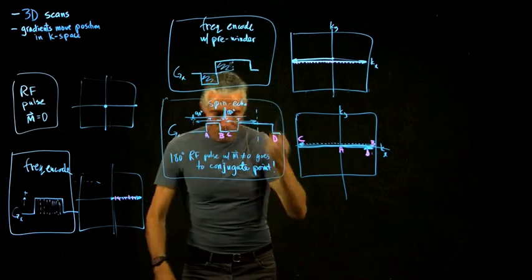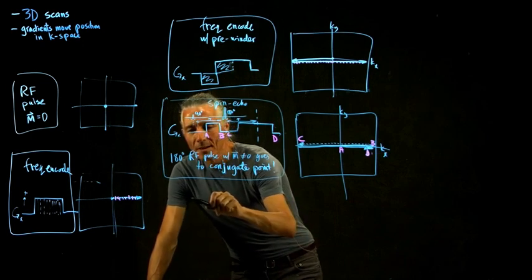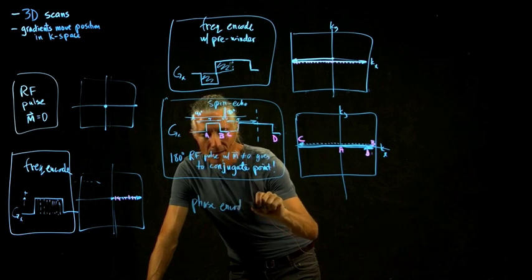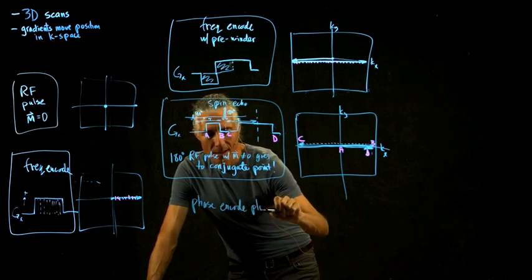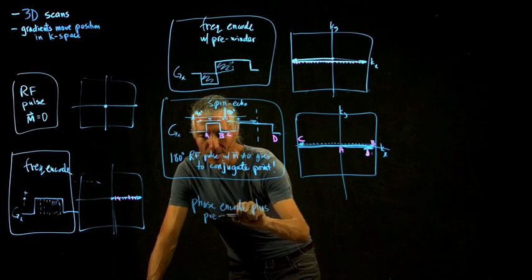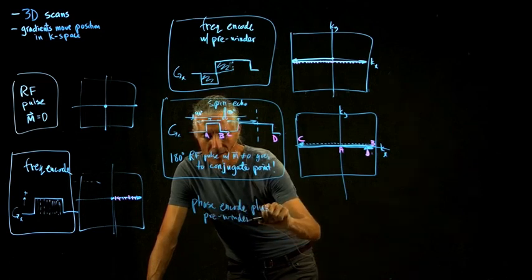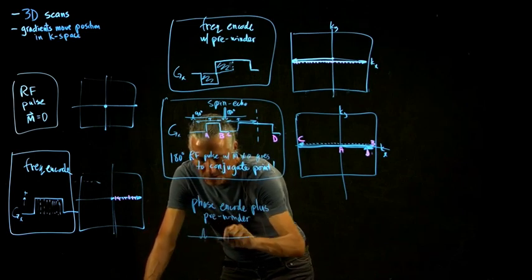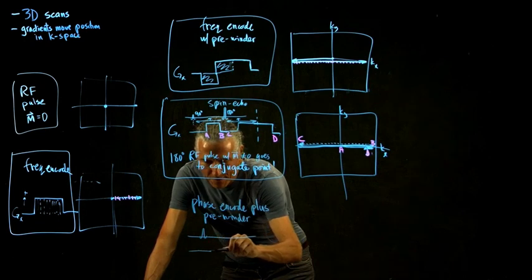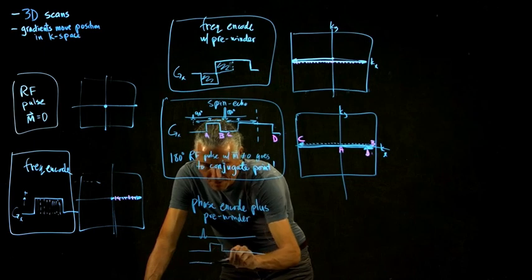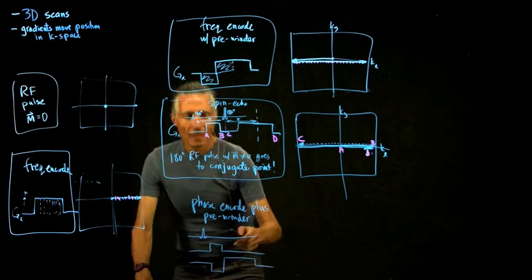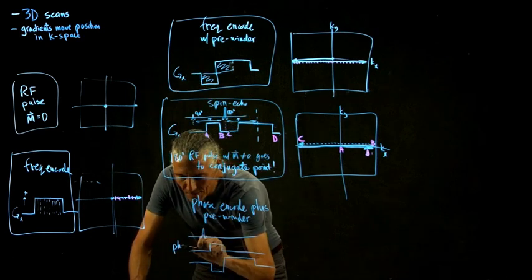So what if we put on two gradients at the same time? Like a phase encode case, phase encode plus pre-winder. That's a very common thing we might do. What does that correspond to? So we do our RF pulse, and then we put the phase encode on. Say we put a positive phase encode on, and then we also do a pre-winder, and then we do our readout, like that. So this is phase and freak.